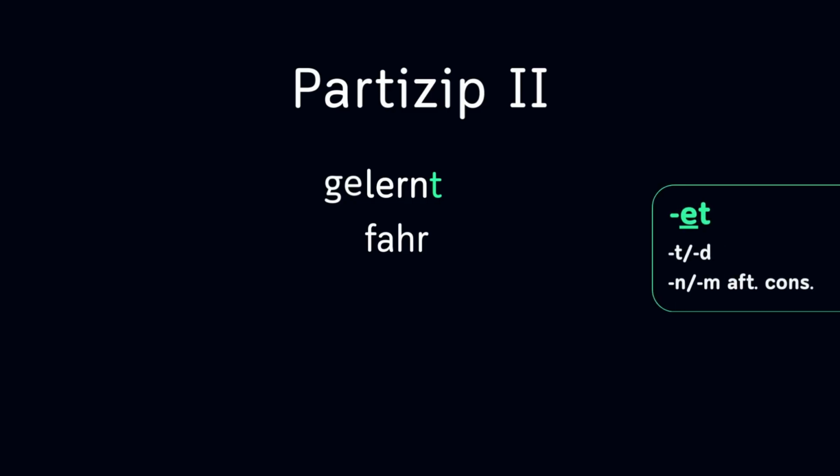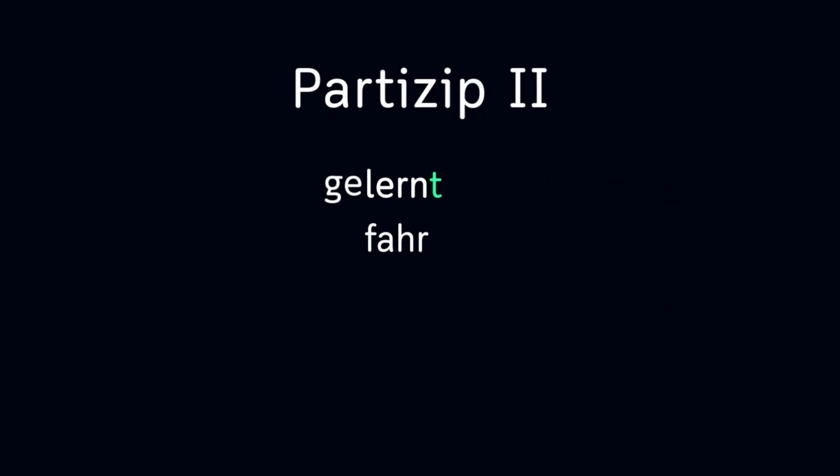Sometimes we need an extra e for better pronunciation, especially if the stem ends in the letter D or T, or in M or N after another consonant. For example, arbeiten becomes gearbeitet. And if a verb is strong, meaning irregular, Partizip II ends in en. For example, fahren becomes gefahren, kommen becomes gekommen. And watch out, many irregular verbs also change the stem vowel. For example, sprechen becomes gesprochen, treffen becomes getroffen. So remember, regular verbs end in t, sometimes et, and irregular verbs always end in en.